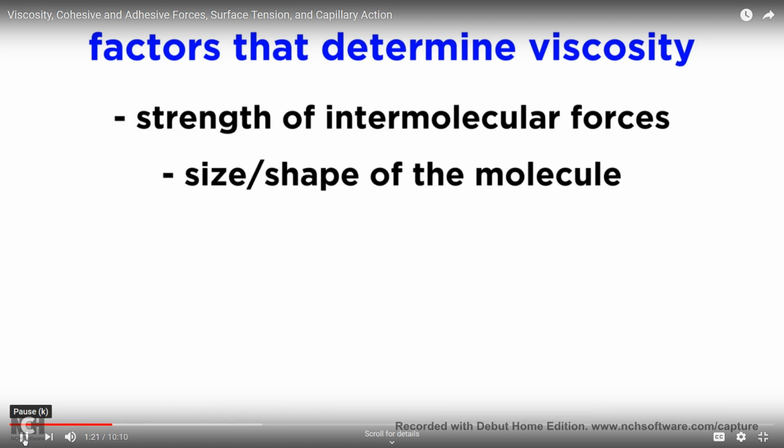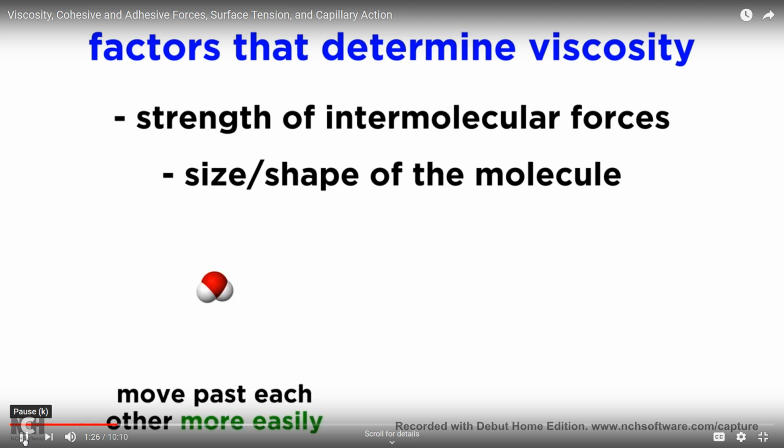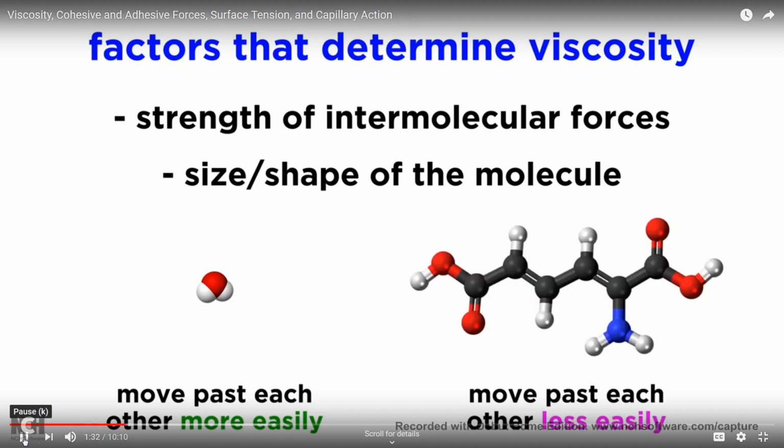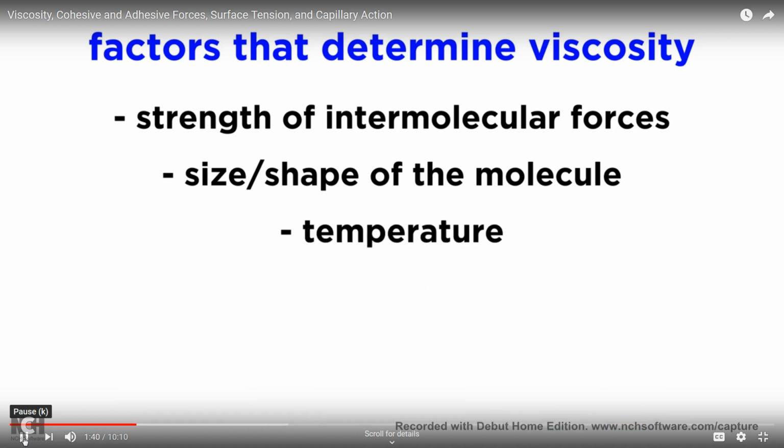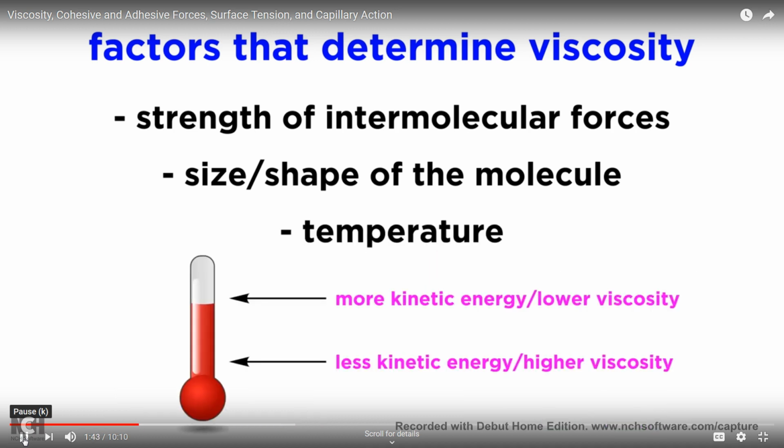The size and shape of the molecules also play a part. A liquid with very tiny molecules will be less viscous because of enhanced mobility. Very large molecules will have a more difficult time moving past one another, which will restrict flow and result in a greater viscosity. Lastly, there is temperature. Higher temperatures mean more kinetic energy, which causes the intermolecular forces to dissipate and will result in a reduced viscosity.